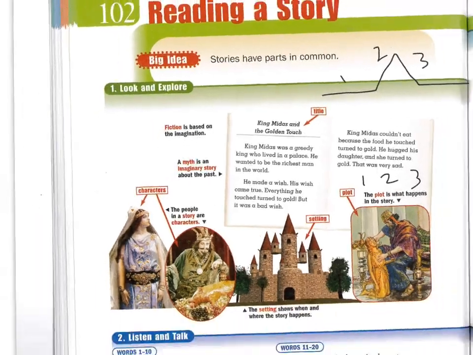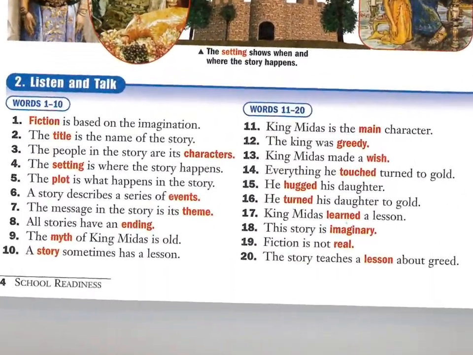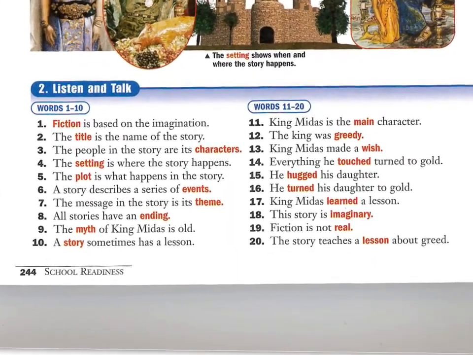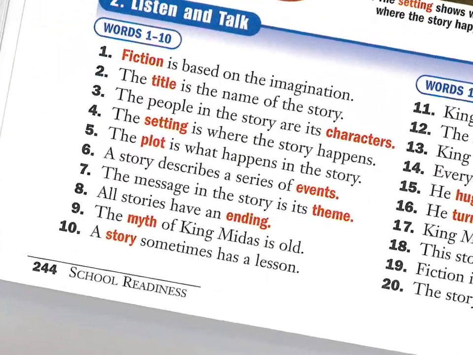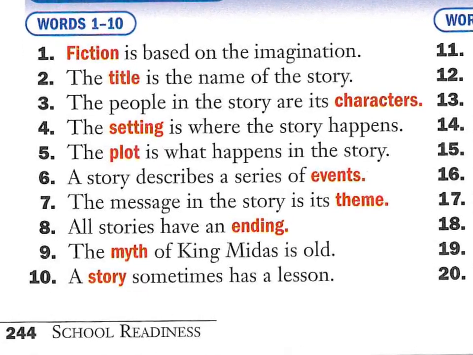So we're going to practice some sentences. So first listen to the sentence and then repeat the sentence. Okay, let's start with number one. Number one, fiction is based on the imagination. Say it with me. Fiction is based on the imagination.